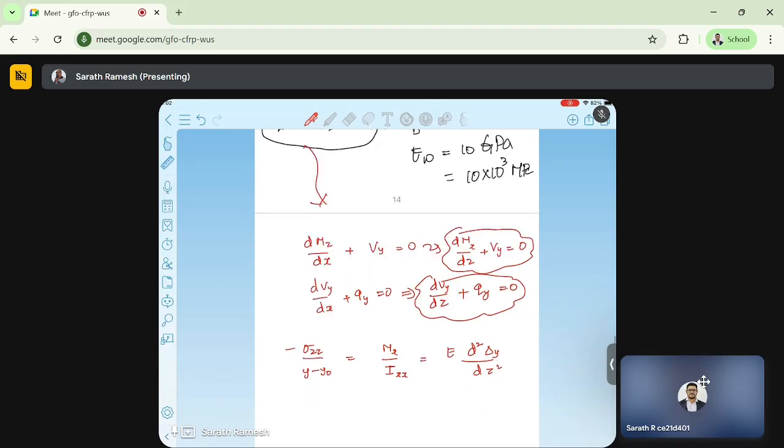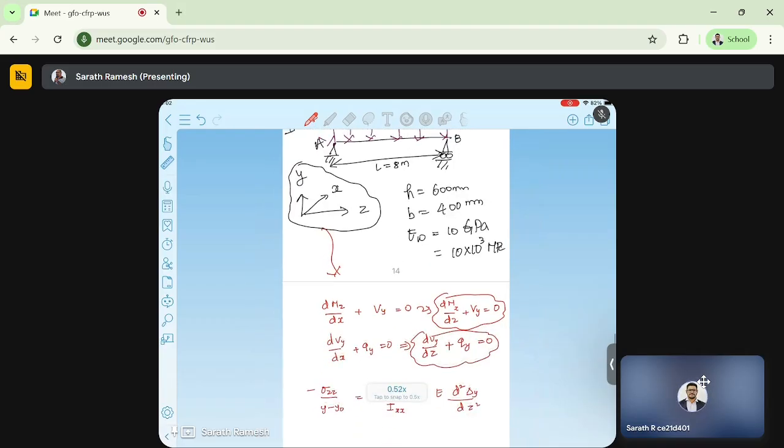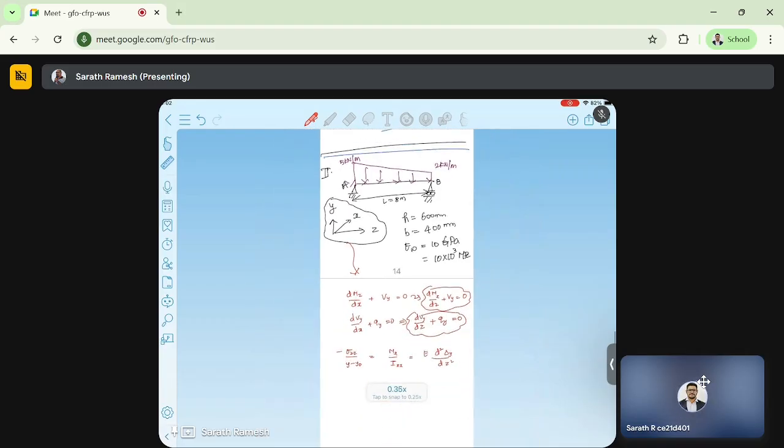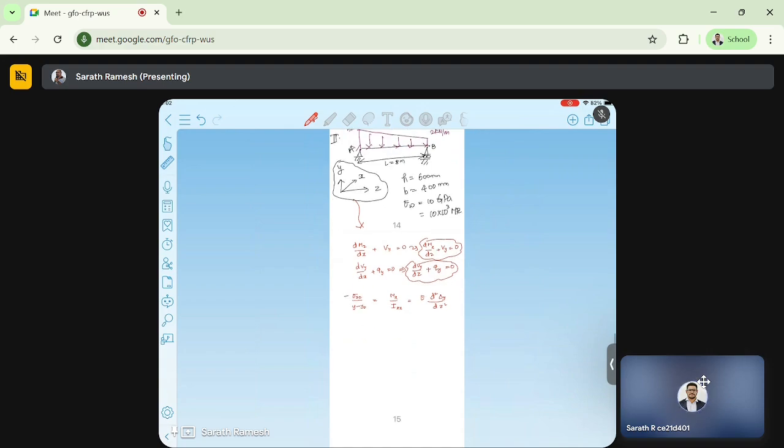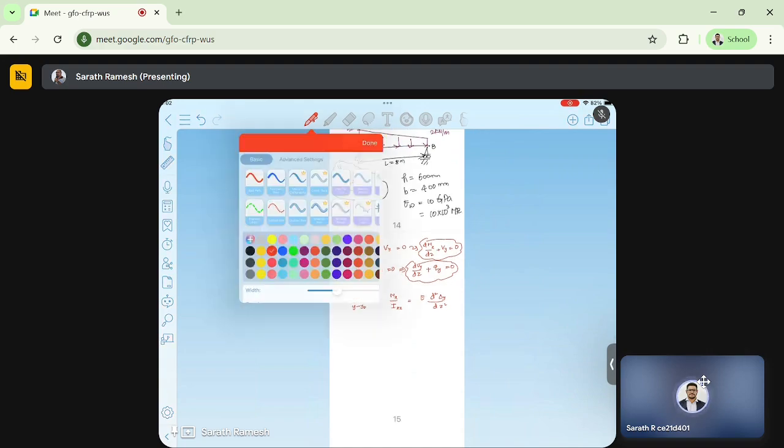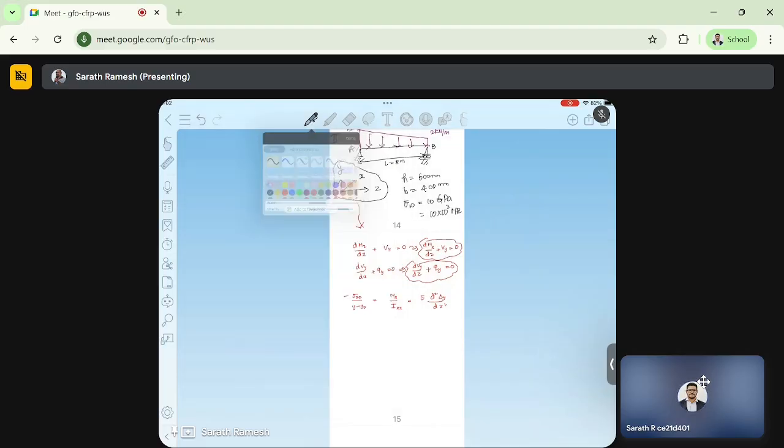Okay. Right. Let's proceed. First, what is qy in this problem? In the previous problem where we had a UDL, qy was a constant, but here qy is changing at each point linearly. So first we need to find a proper expression for qy. That's the first step.